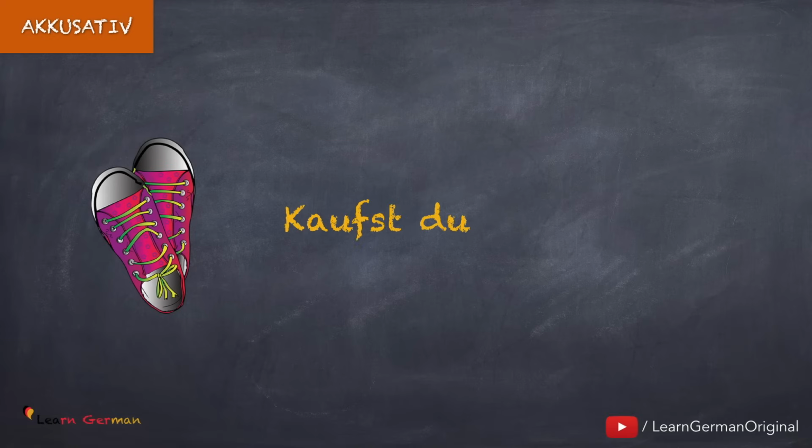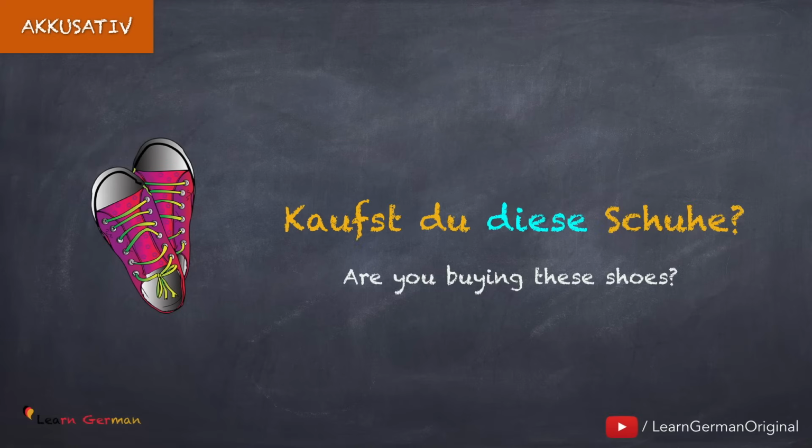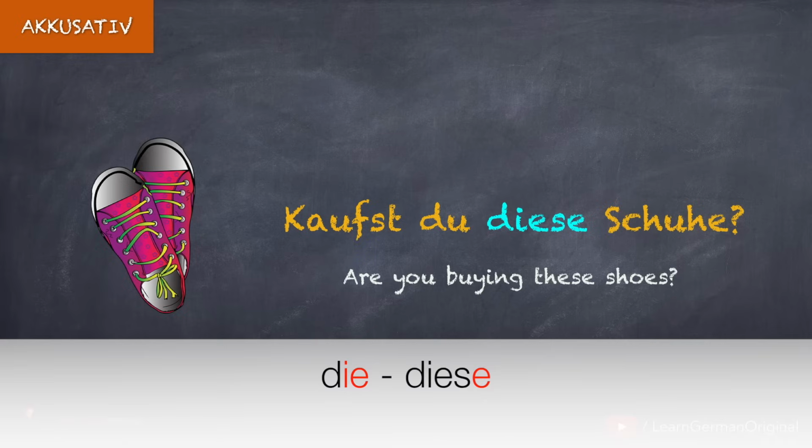The same applies to the accusative article. Kaufst du diese Schuhe? Du is here the nominative Subjekt. Diese Schuhe is the accusative Objekt and gets the ending e from the plural article in accusative, die.